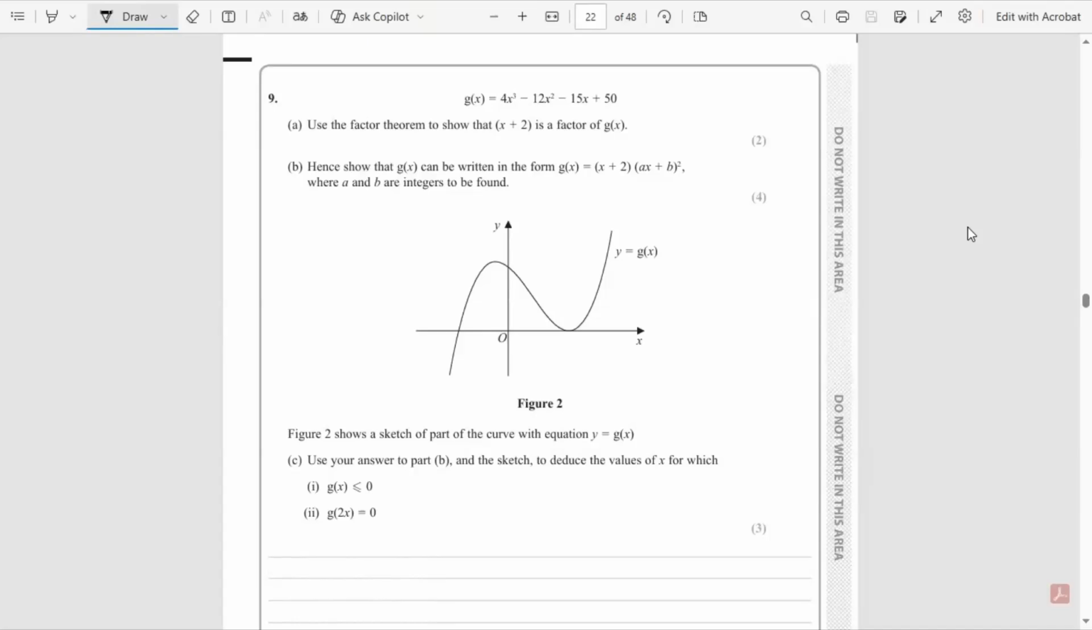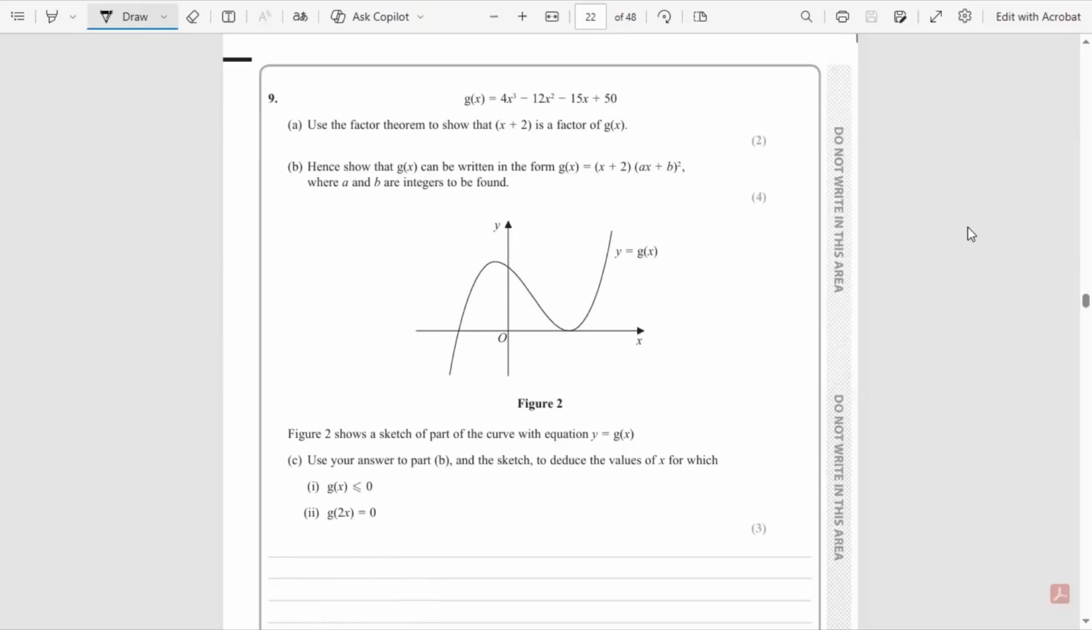Hi everyone. So in this video, we're going to work through a Year 12 Pure Maths question. Now, this question is from the AS 2018 paper, and it's mostly on factor theorem. So we've got a function here, g of x, which is 4x cubed minus 12x squared minus 15x plus 50.